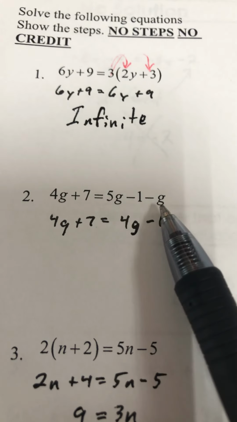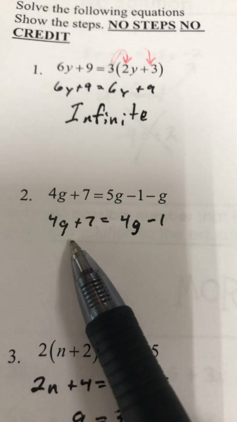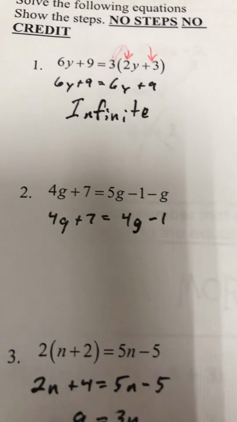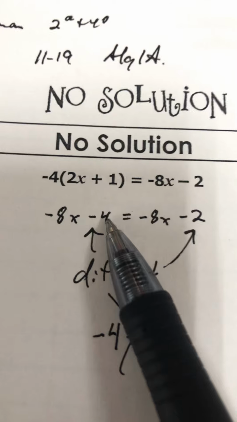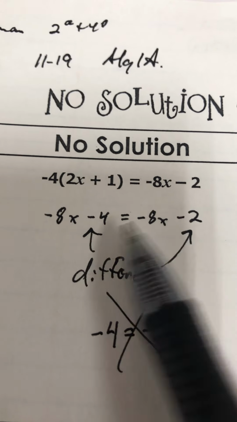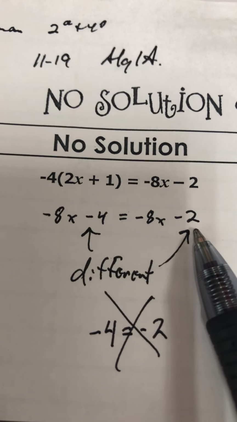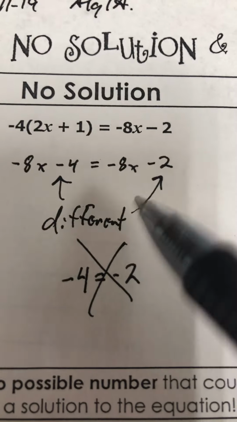Number 2, I might as well show you. When you put that 5g minus g, it looks like that. So when they are different, look at how this is different. I have a 4g plus 7 and I have a 4g minus 1. You could stop right there. You really don't have to go any further. Whenever you have something with your variable and it's subtracting something different or adding something different, adding on one side like in number 2 and subtracting something on the other, it's not going to ever work out.